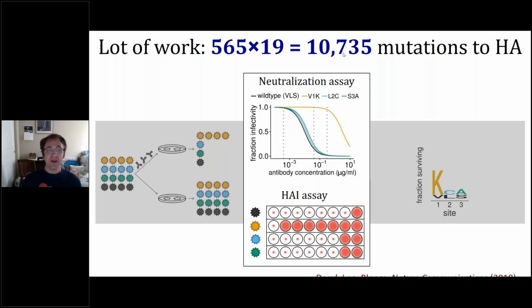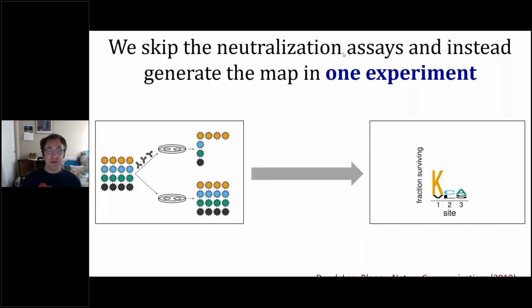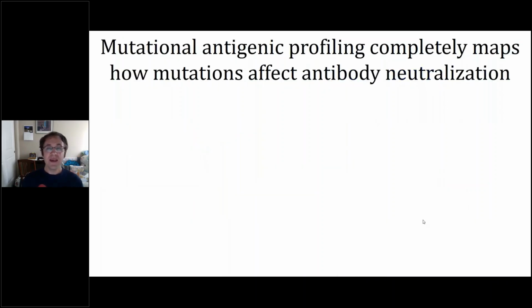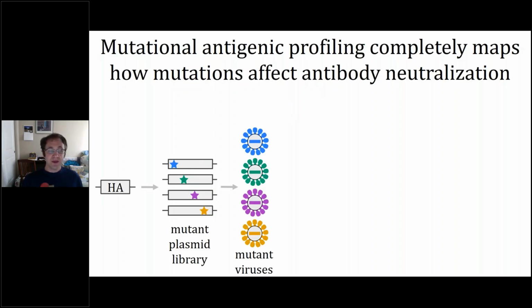10,735 mutations. And so what we would like to do is skip the neutralization assays and go directly from our virus mutants to getting this map in one experiment. And again, the way we do that is this mutational antigenic profiling approach. And how does that work?